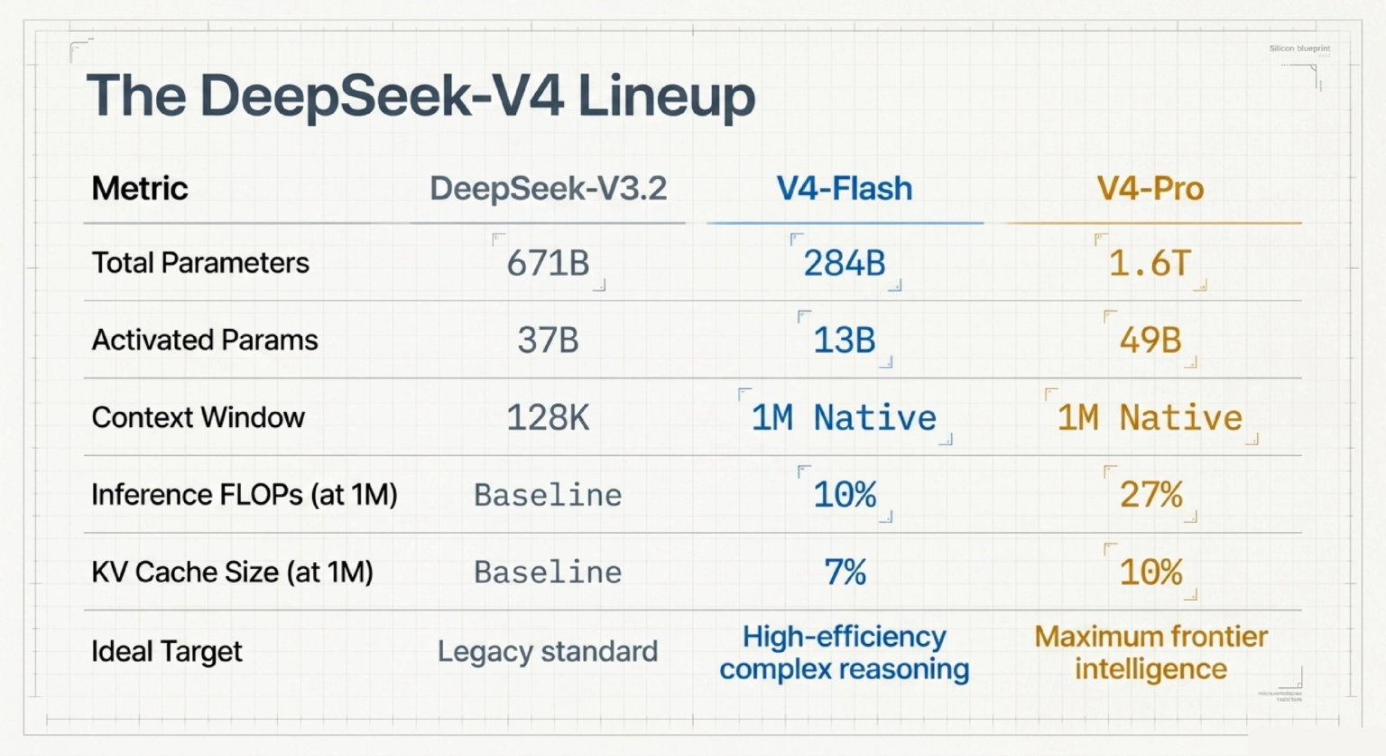Looking at the V4 lineup, you can really see the leap in capability. While the version 3.2 baseline had 671 billion parameters and a 128K context window, V4 Pro scales up to 1.6 trillion parameters, with 49 billion activated, and natively handles 1 million tokens to deliver maximum frontier intelligence. On the other hand, V4 Flash, with its 284 billion parameters, is purpose-built for high-efficiency complex reasoning.